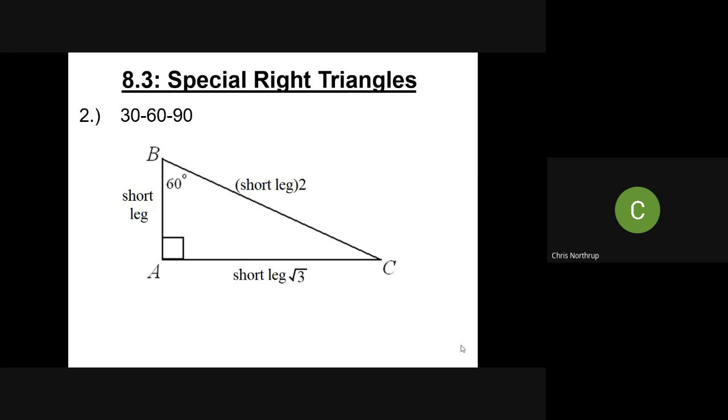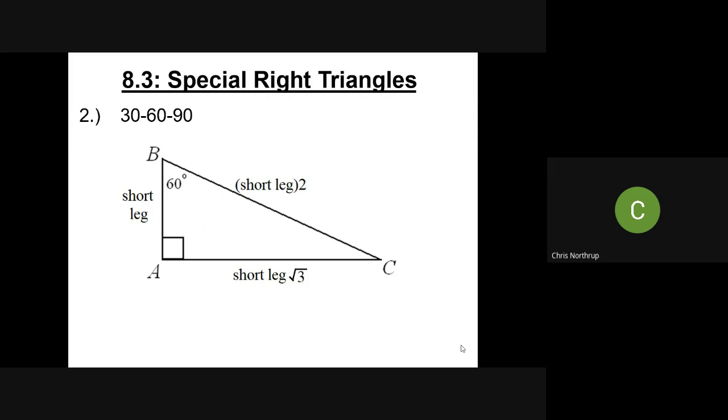The second one is called a 30, 60, 90, and it's a little bit different. The way that we come up with a pattern for this one is we take an equilateral triangle and we bisect one of the angles with an altitude. And if you do that, you're going to come up with this pattern. The 30-degree angle over here at C, if you keep in mind, the bigger the angle, the bigger the opposite side, and the smaller the angle, the smaller the opposite side. So in this triangle, all the angles add to 180, so angle C has to be 30.